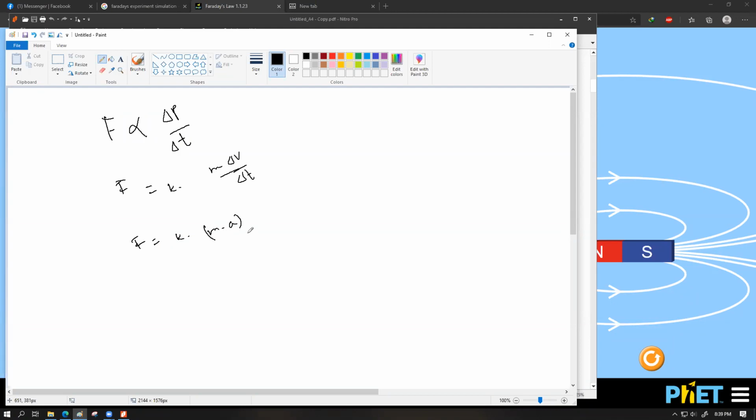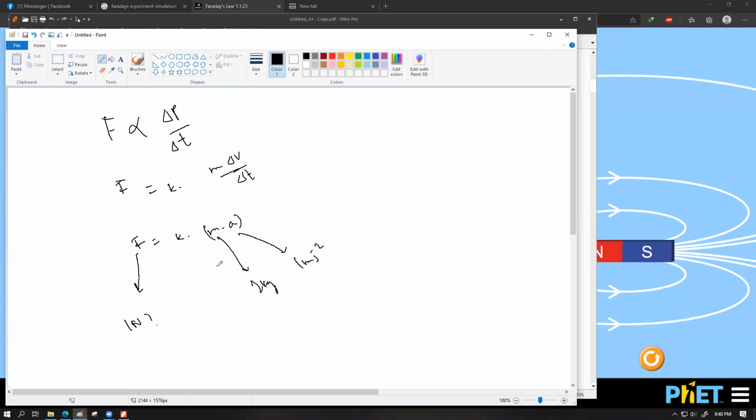So from this equation, we define how much should be 1 Newton. We define 1 Newton in such a way that if M equals to 1 kg, and A equals to 1 meter per second square, the amount of force that will make this happen will be defined as 1 Newton.